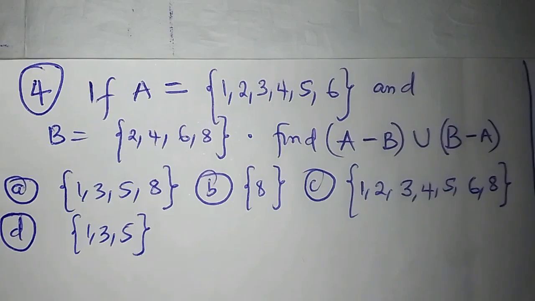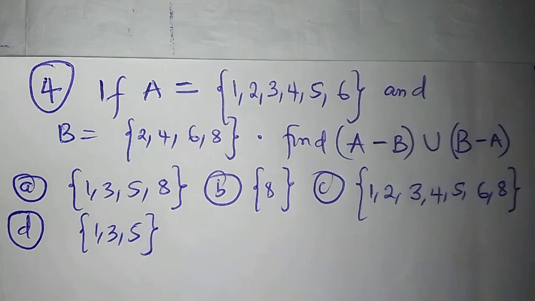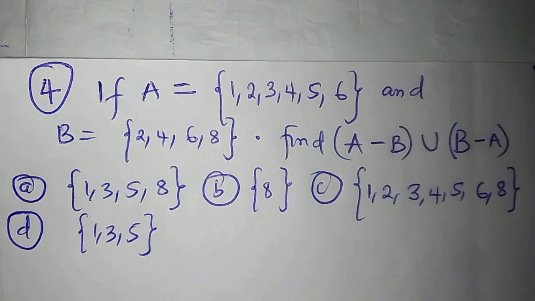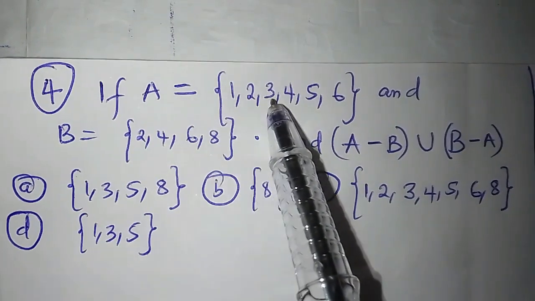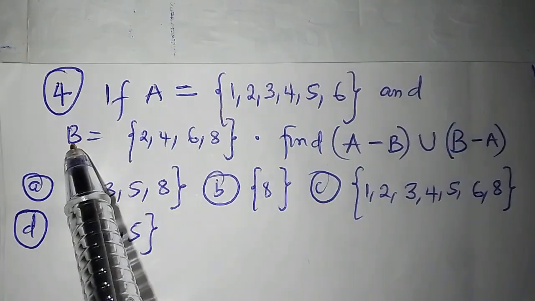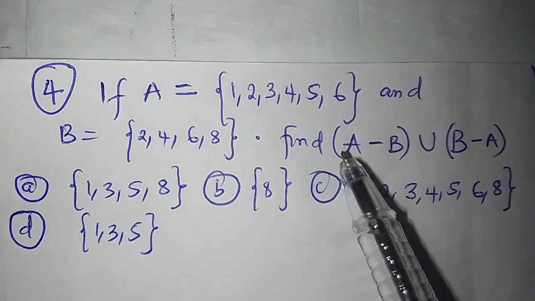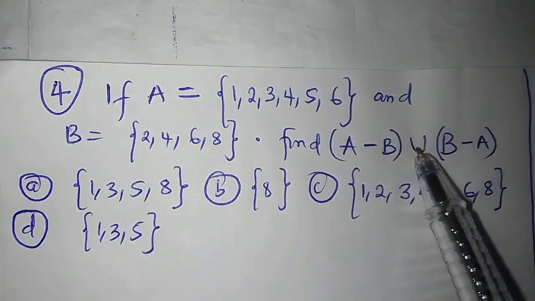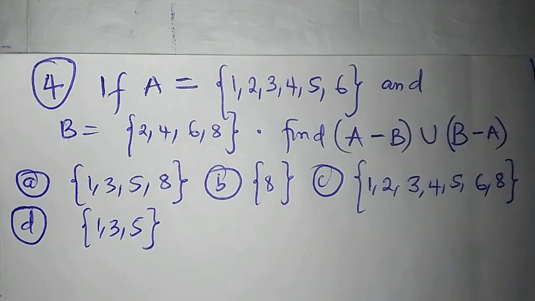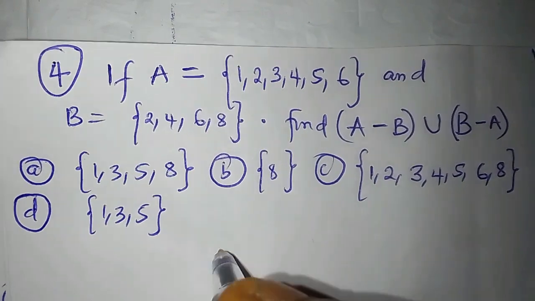This is question 4, which is a problem under sets. If A is the set of numbers 1, 2, 3, 4, 5, 6, and B also is the set of numbers 2, 4, 6, 8, we are to find A minus B union B minus A. Let's go ahead. Solution.